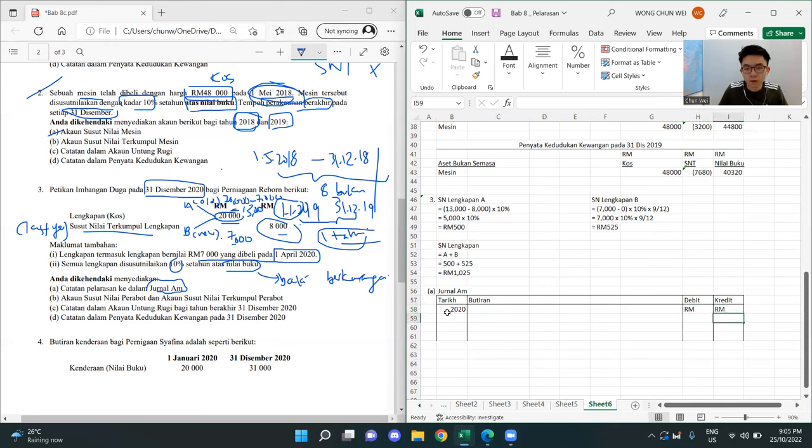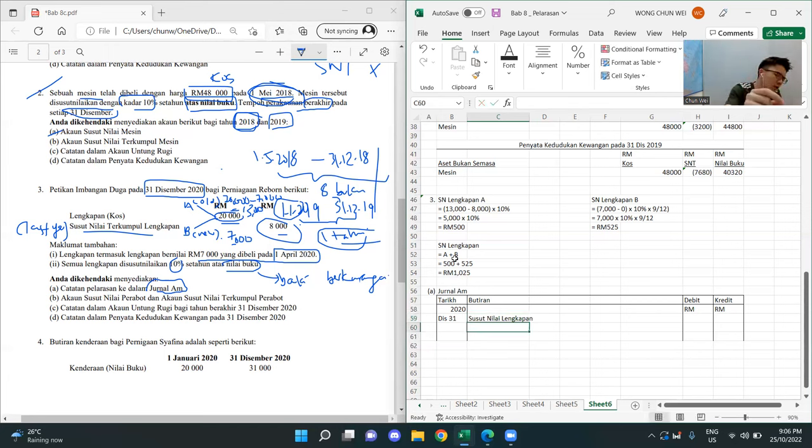Okay, so 2020. So I told you whenever you do pelarasan, must be on the last date of the tempoh perakaunan. So sini dia berakhir pada 31 Disember. So you put 31 Disember. Okay. So how? Susut nilai, we debit or credit? Always debit your susut nilai. So susut nilai. This is lengkapan. So debit your susut nilai lengkapan.